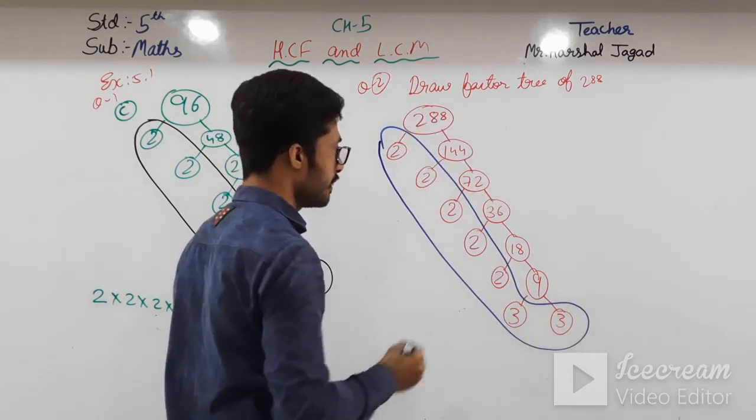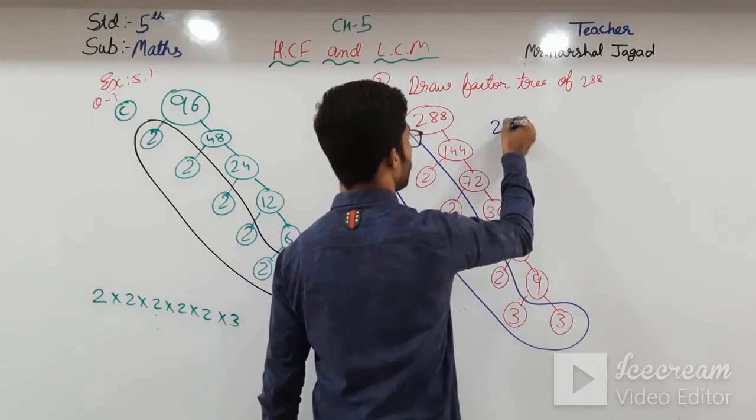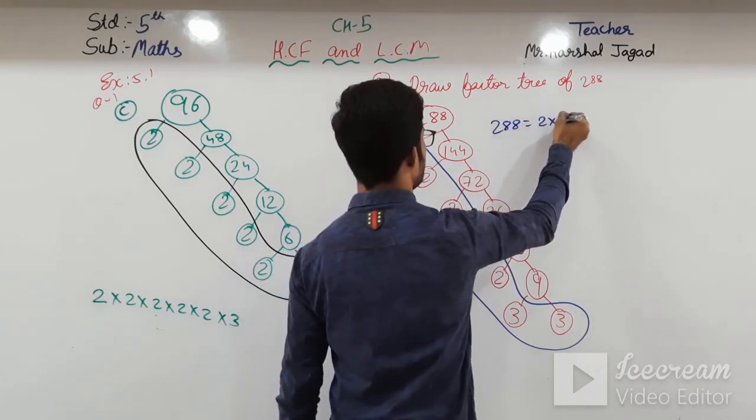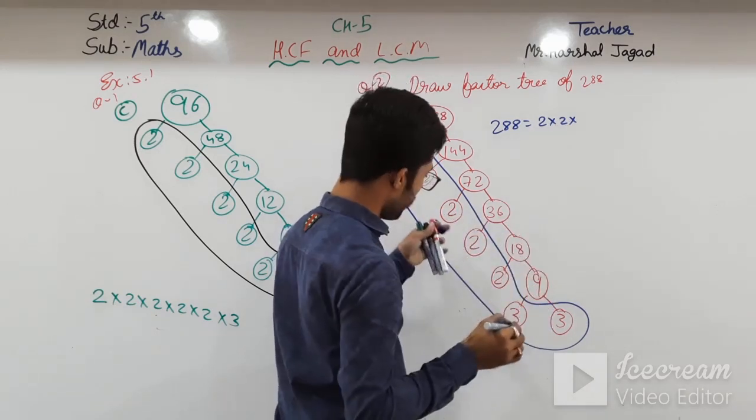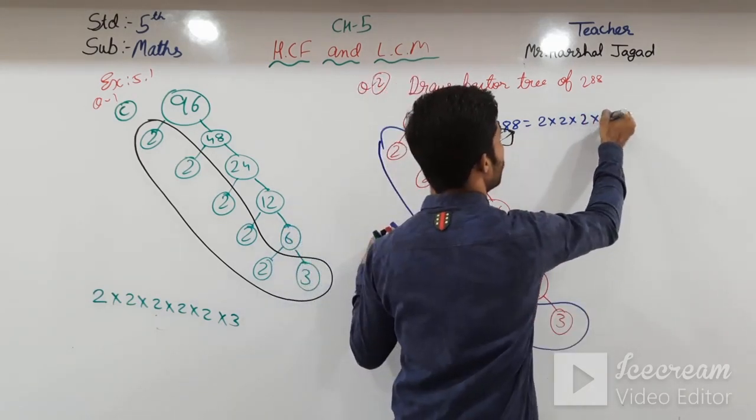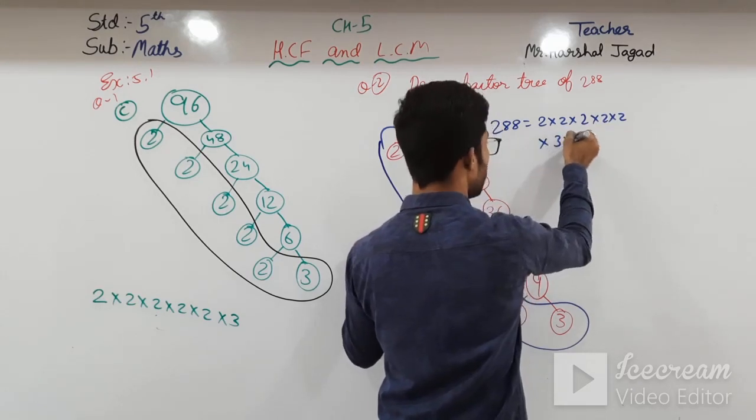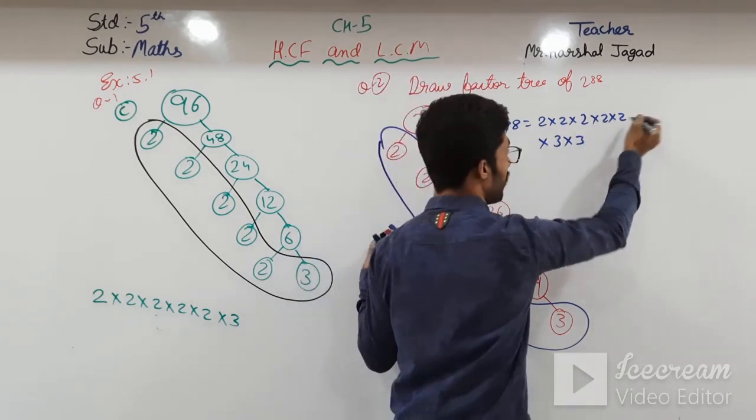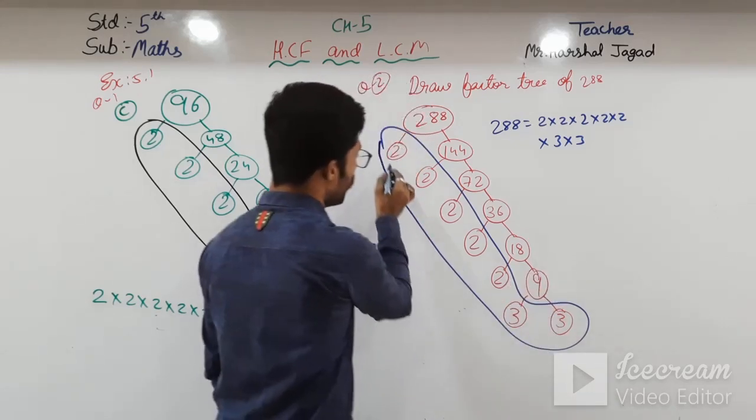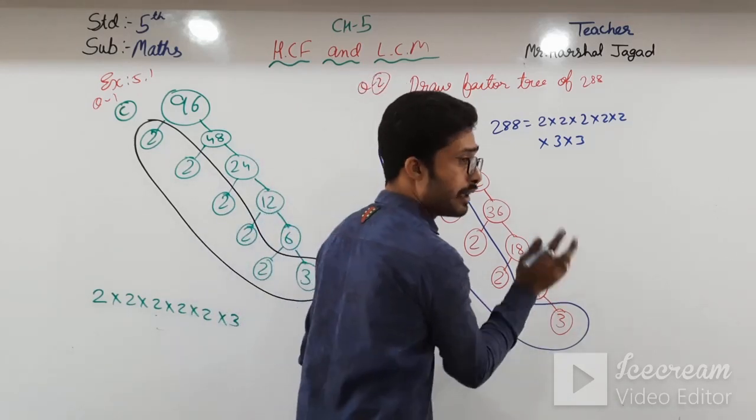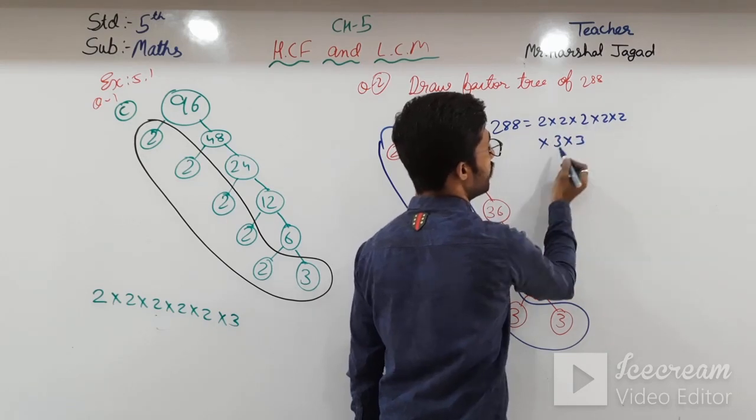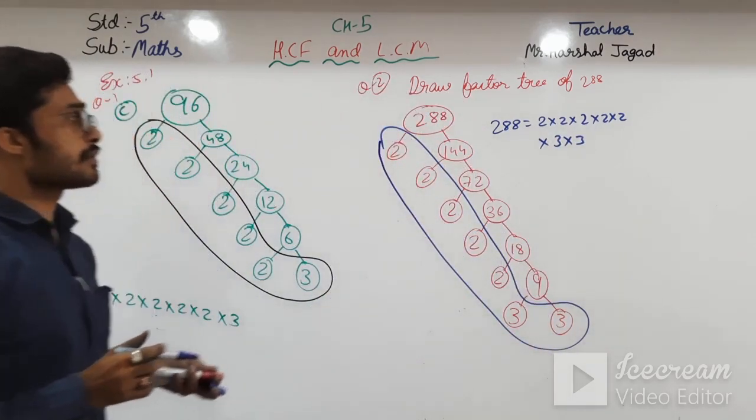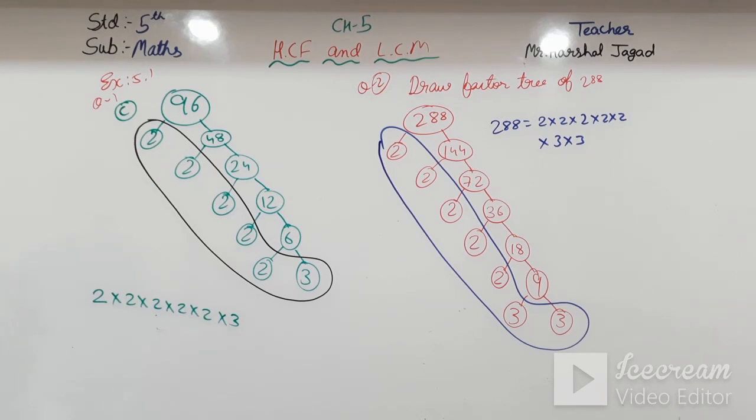So from this you can say that the factors of 288 are this. See here, I am just writing that 2 into 2 into 2 into 2 into 2, that is 5 times, into 3 into 3, that is 2 times. So these are the factors of 288. Please note this down, students, and now we will move towards highest common factor.